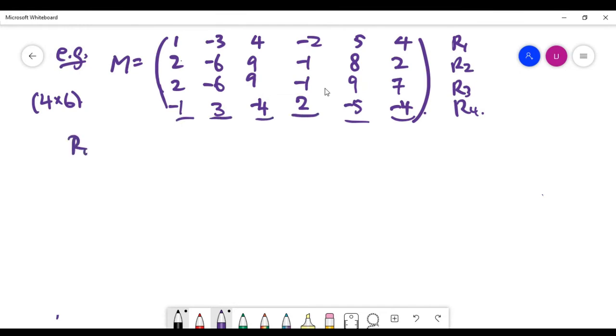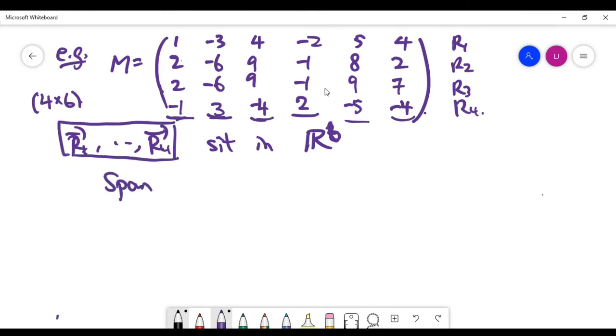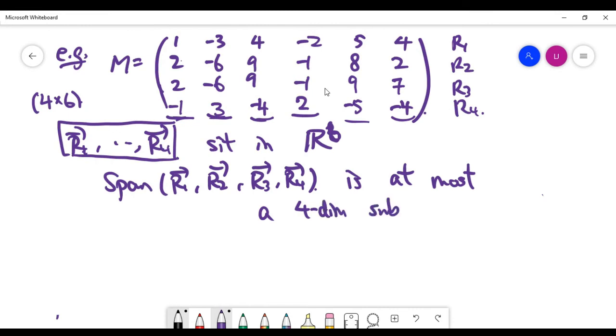So what does it mean? It means if you look at all the 4 vectors, they are sitting in the 6-dimensional space because each vector has 6 coordinates. And because you have only 4 vectors, at most the span of this set is a 4-dimensional subspace in R6, right? And obviously the span of only 4 vectors cannot span the whole space R6 because R6 is 6-dimensional. But if you're spanning 4 vectors at most, you're arriving at a 4-dimensional subspace. It can be less. It depends on the relations among the vectors here.